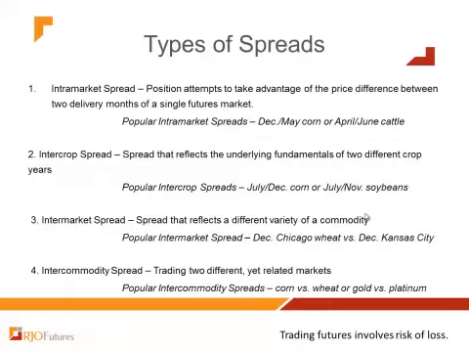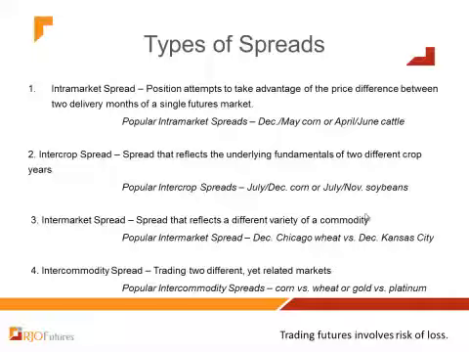Also an intercrop spread, it's a spread that reflects the underlying fundamentals of two different crop years. So oftentimes it could be a crop that's in storage like the July corn versus the December corn, which would be being harvested, or the July beans versus the November soybeans.